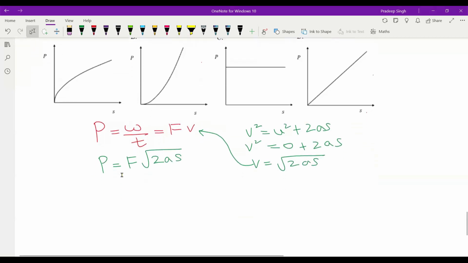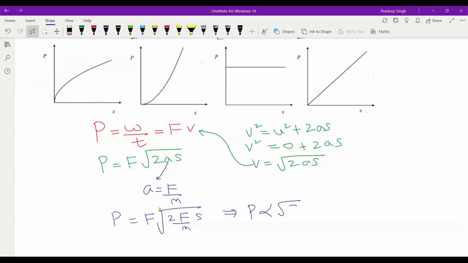And how do we find acceleration? We use Newton's second law: force divided by mass. Hence, the entire power expression becomes F into square root of 2 F upon m into s. Now observe in the right hand side of this expression, F is a constant, m is a constant. So which means we can write power P is directly proportional to root s.